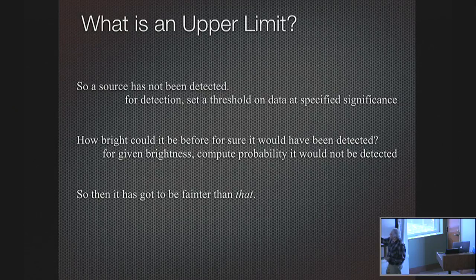And then given this threshold, what you can do is compute the probability, for a given true brightness, that your probability distribution has how much mass above or below this threshold.